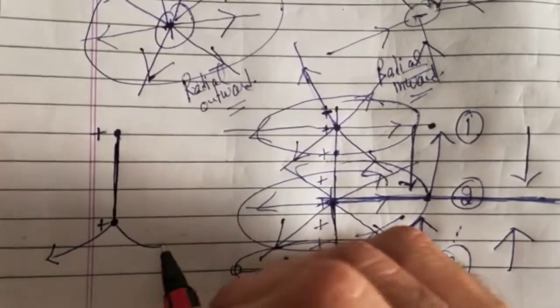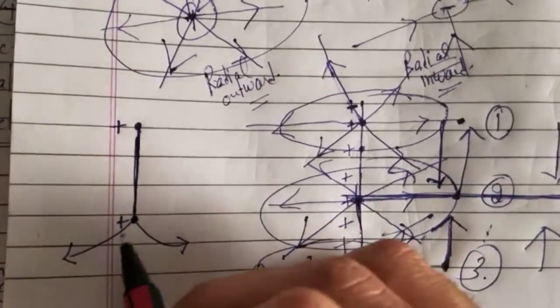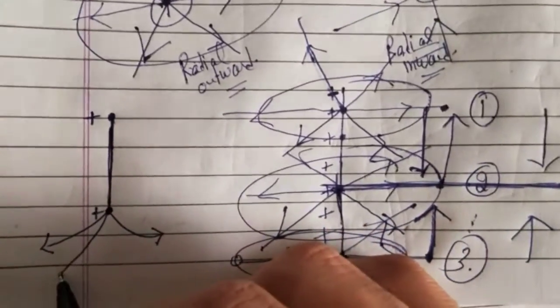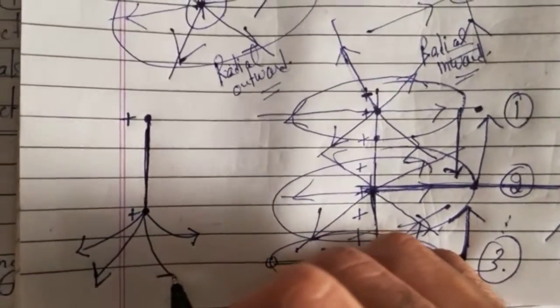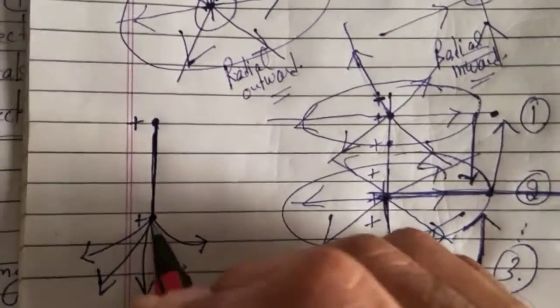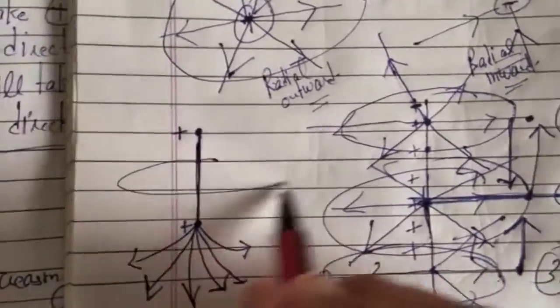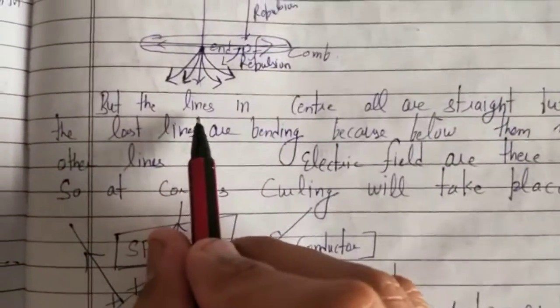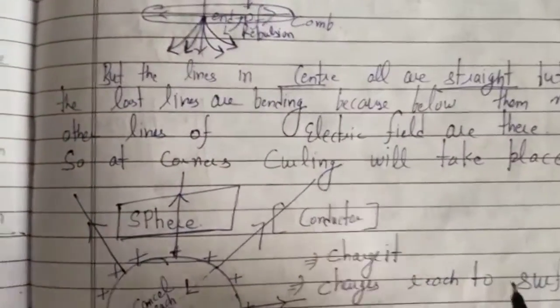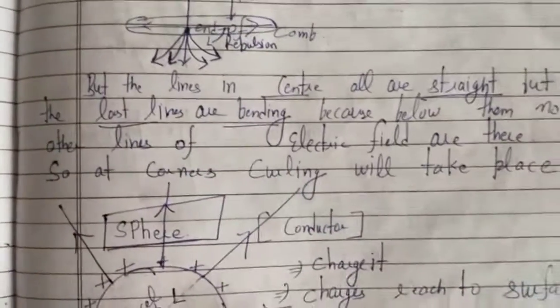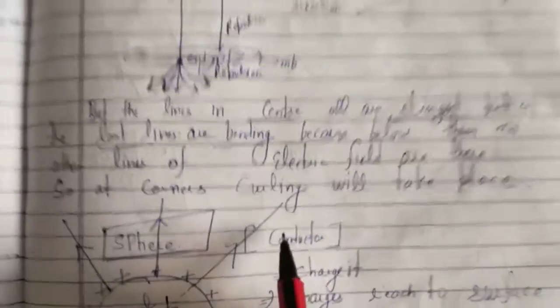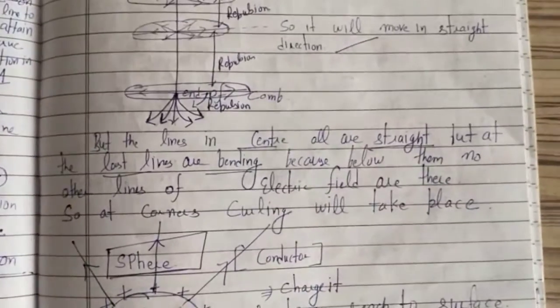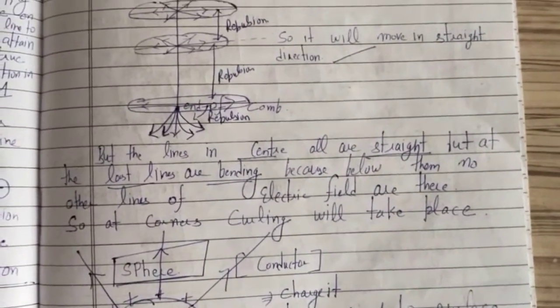The charge that is present at the end of a line will not move in a straight line; curling will take place at the corners of a line charge, like this. Not here, it will be here like this. Here also curling will take place. The lines in the center will go straight, but the last lines are bending. Why are they bending? Because at corners curling will take place like this. So this is the electric field distribution of a line charge.